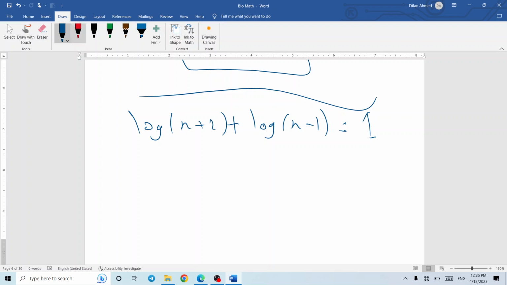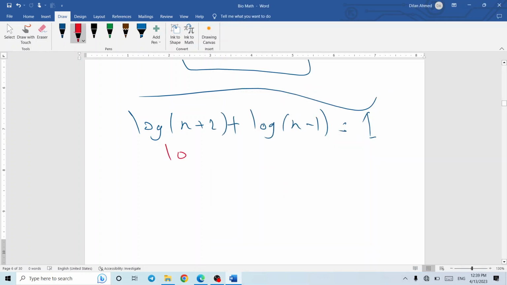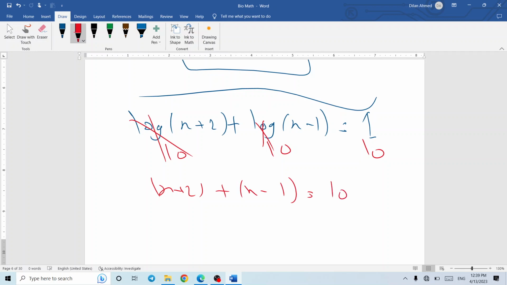How? I need 10 on both sides? No, let me do something. Solve it. There's a common mistake. You cannot take 10 to the power of both sides and say x plus 2 plus x minus 1 equal to 10. That is 100% wrong. You don't get any marks.